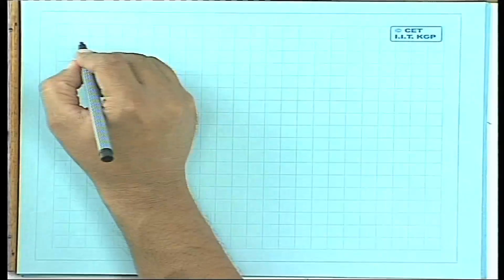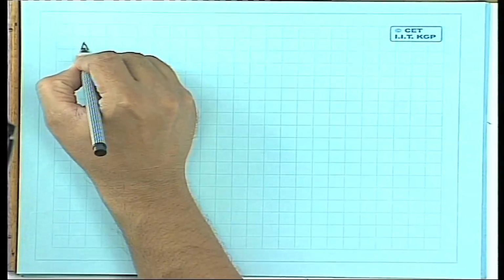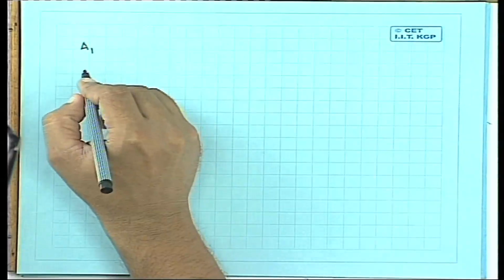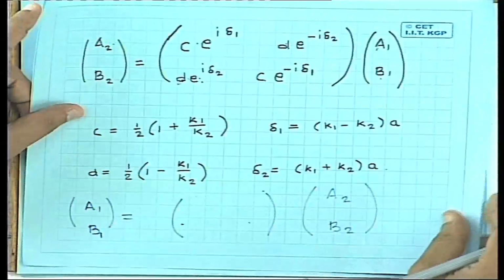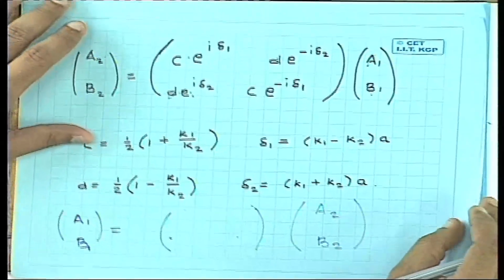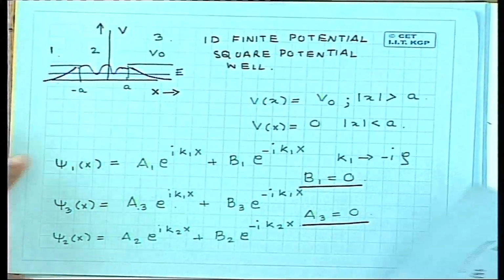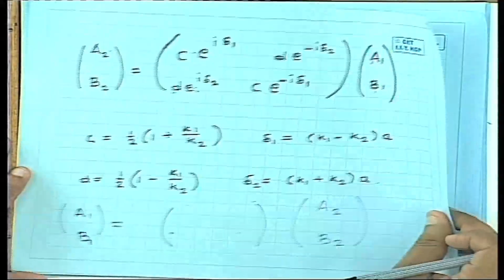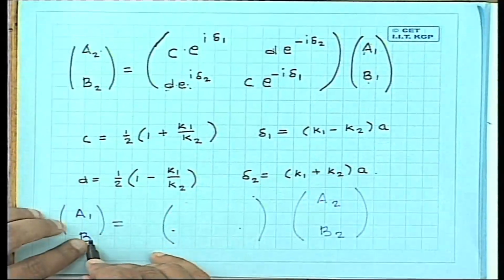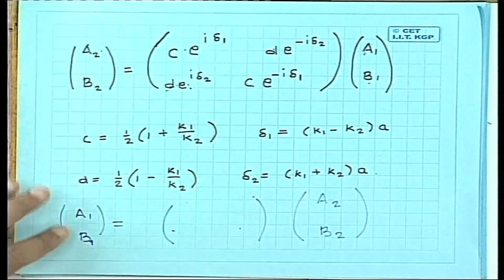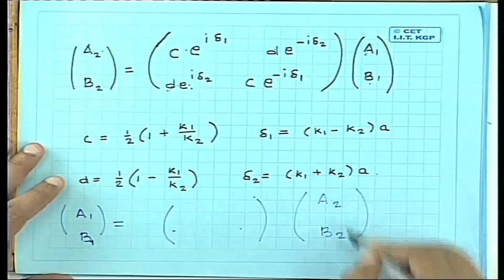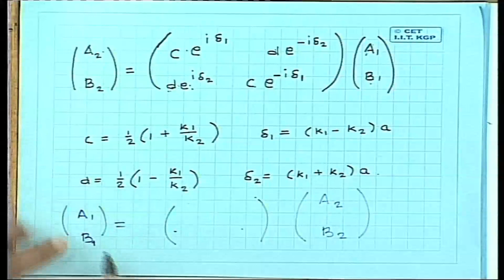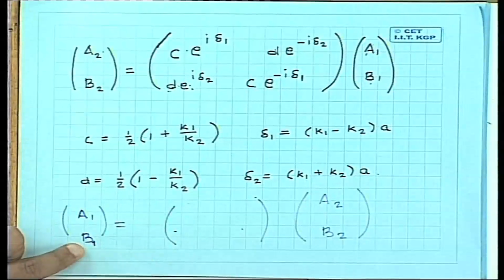So the relation between A1, B1 and A2, B2 is as follows. Actually, we did not write down the full relation. We have to just impose the boundary condition that B1 should be equal to 0. So let us just put the boundary condition that B1 over here is equal to 0. That is all we need. A2 and B2 could be arbitrary right now. So we want to impose the boundary condition B1 equal to 0.